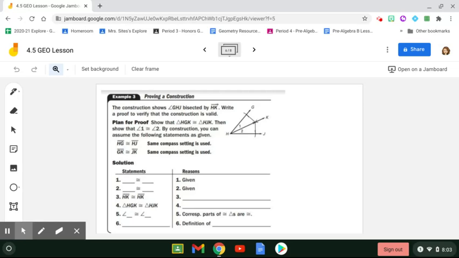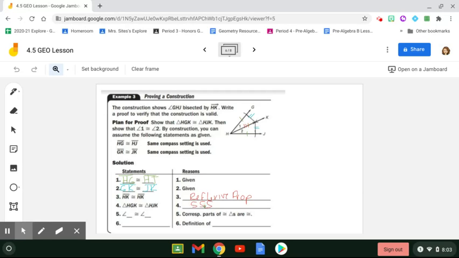So I'm going to write down that HG is congruent to HJ. So we have those. And I'm also going to say by the settings on our compass, those fixed settings, that GK is congruent to JK. Okay, so now it looks like we have HK being congruent to HK by the reflexive property of congruence. So now we can say that those triangles are congruent because of side, side, side.